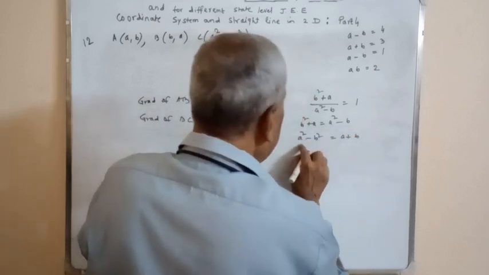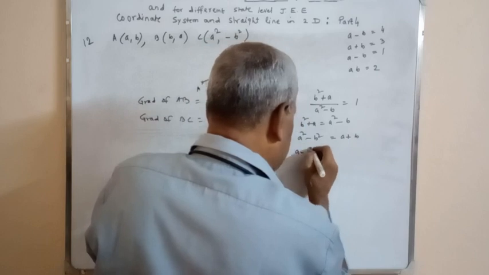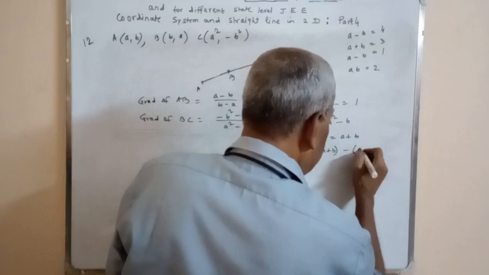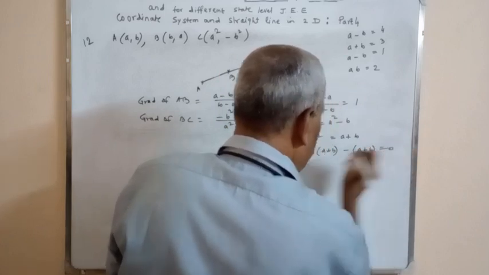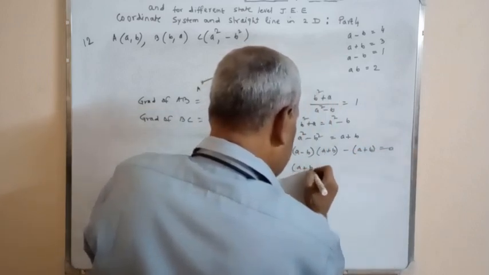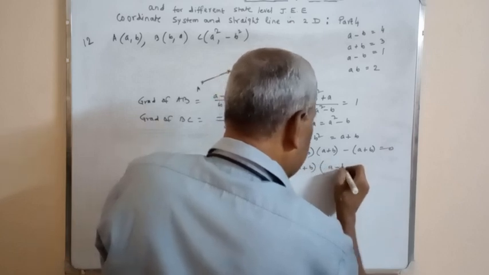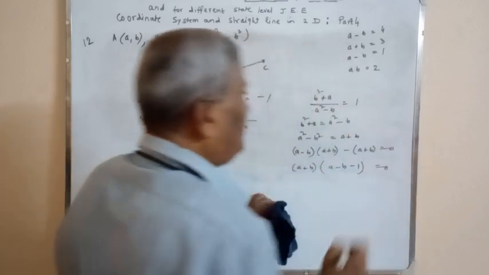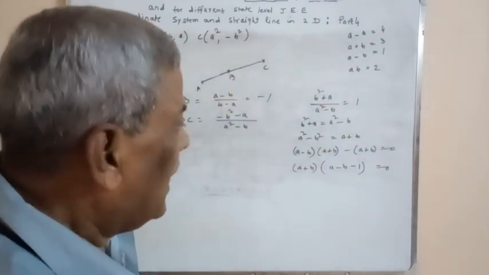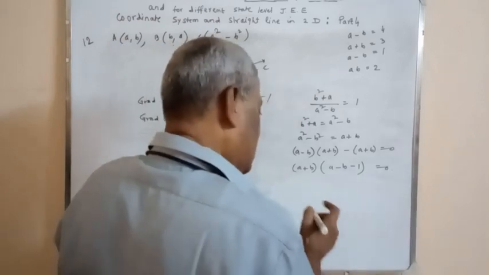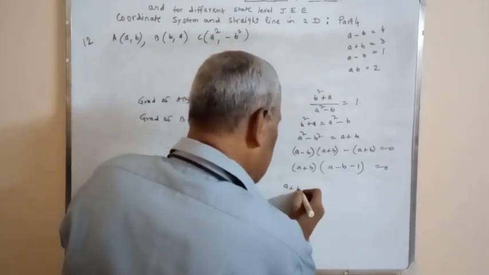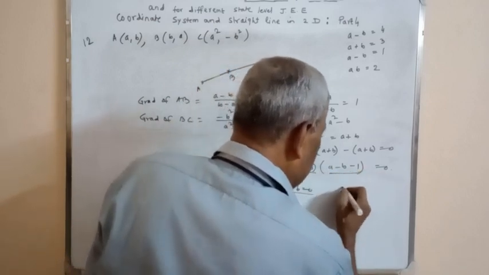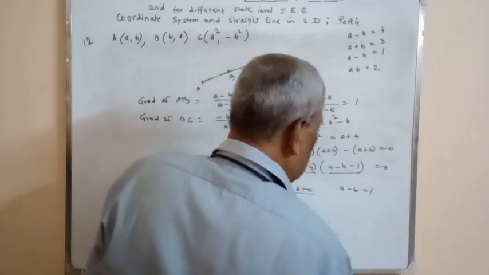Now this is (A plus B) into (A minus B), taking A minus B zero, taking (A plus B) into (A minus B minus 1) is equal to 0. So our answer is either A plus B is equal to 0, first factor 0, or second factor 0. For the second factor, A minus B is equal to 1.